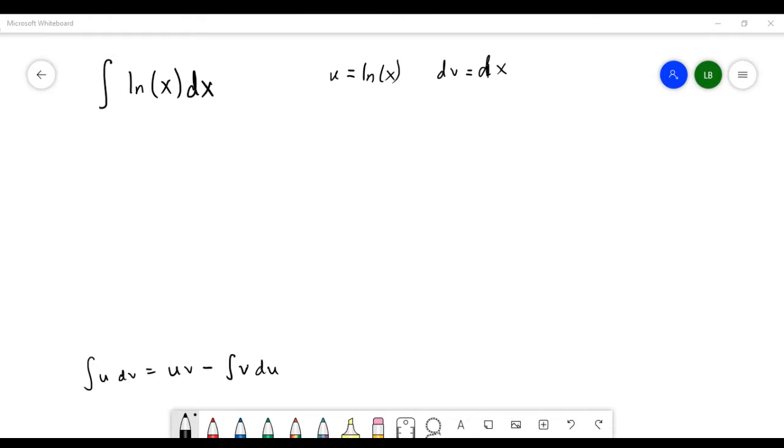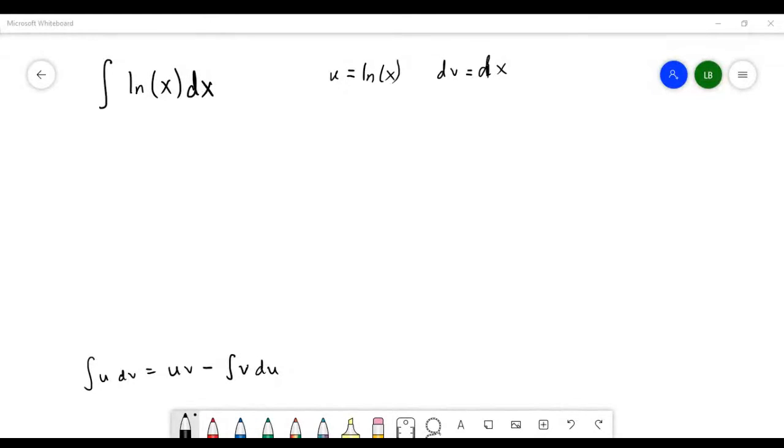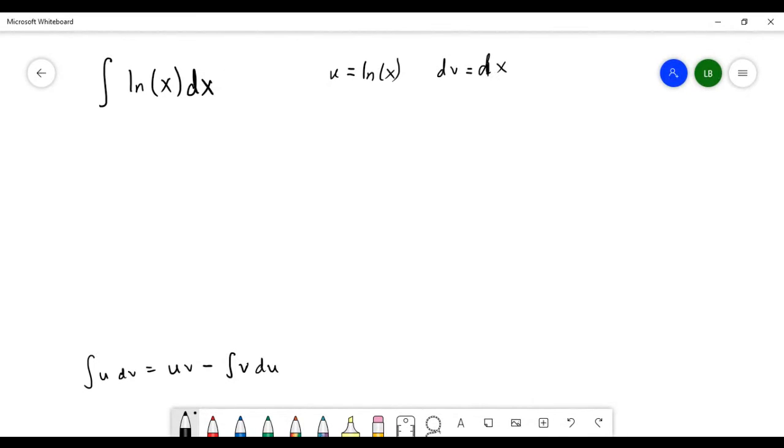Let's see, we got natural log of x minus 1. Well, let's go ahead and work through it and see. So in this case, minus x, okay. Actually I am blanking on the answer right now, but let's go ahead and work through it and see what happens. So first we need to find out what du is. That's going to be 1 over x dx. And of course, v is the integral of dx, so x.